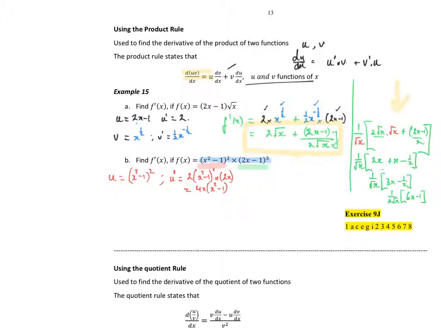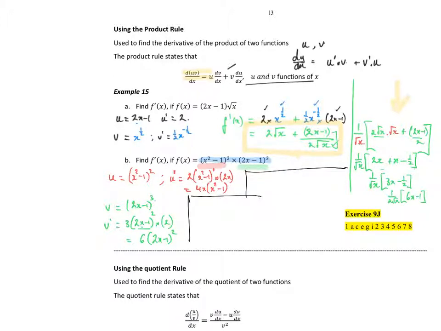Let's go to the green function. We'll call that v. And v is equal to 2x minus 1 cubed. The derivative of that, v dash, is equal to 3 out the front, 2x minus 1, take 1 from the power, times the derivative of the inside, which is 2. So that gives me 6 times 2x minus 1 squared. See how we go for room here.